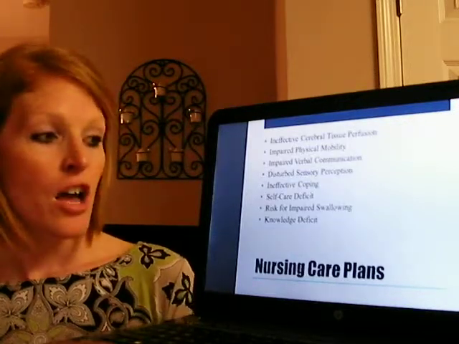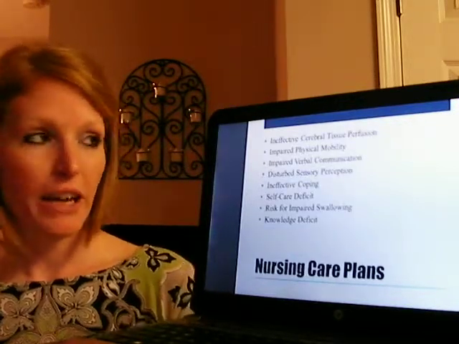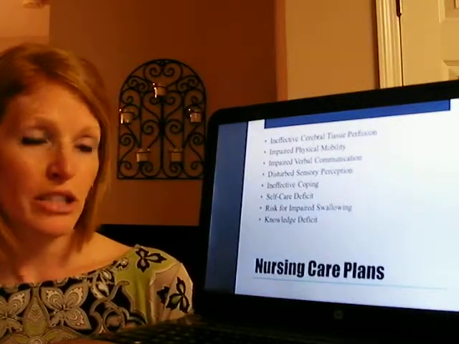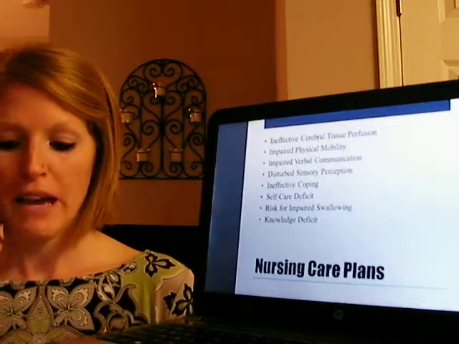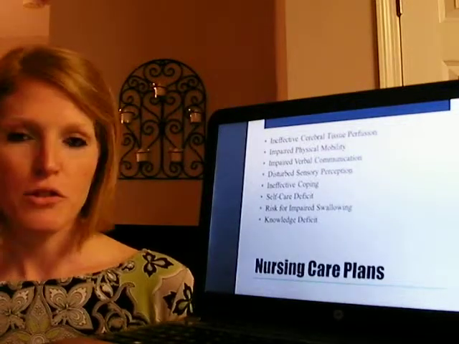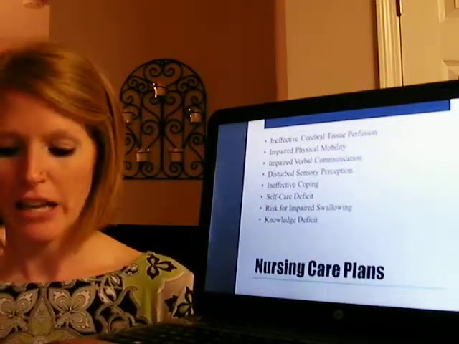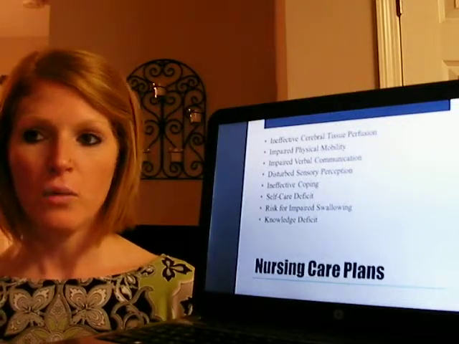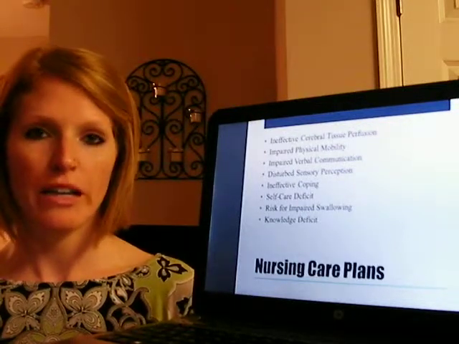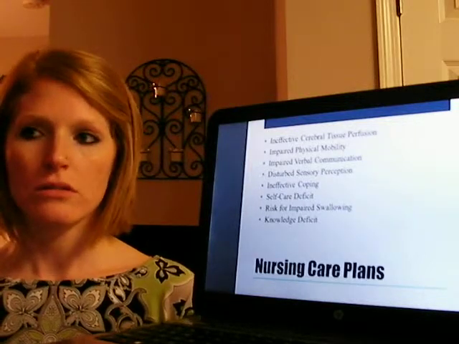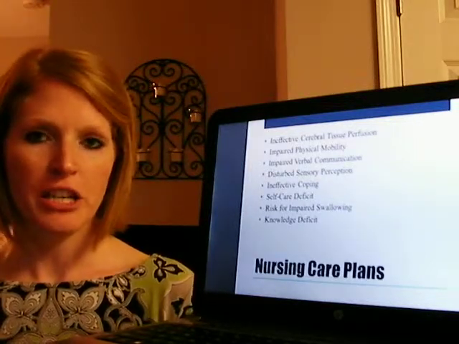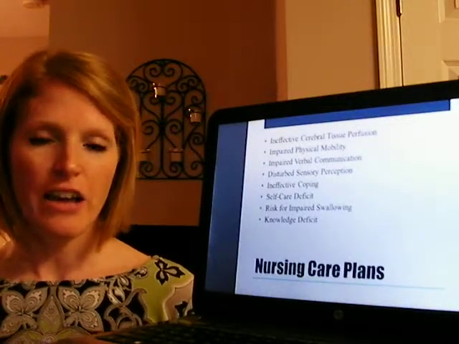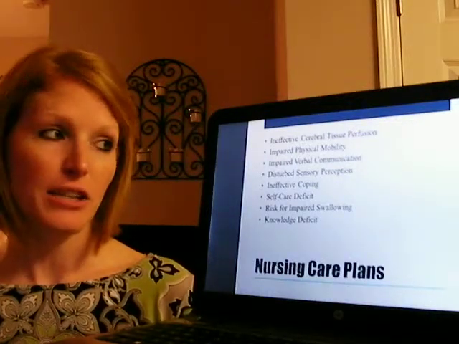Okay. So here are some possible nursing care plans that your groups may have come up with. Ineffective cerebral tissue perfusion, impaired physical mobility. You guys can take a look at all of these different care plans. I do have them each online on the web with the whole care plan written out for you. You'll need to personalize it for your particular patient, but this just gives you a guideline to work with as you're taking care of these clients in the ICU.